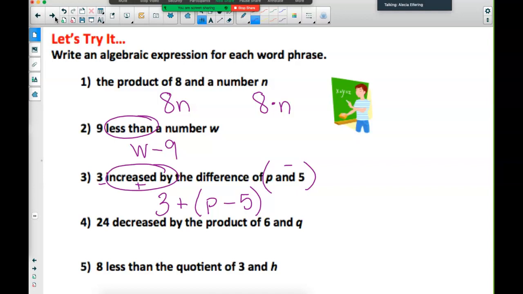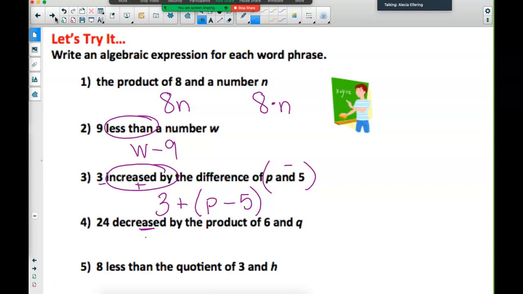Okay, what do you think you'd write for number 4? 24 decreased by the product of 6 and p. What does decrease by mean? Shout out. Subtraction. Subtract. So this is just subtracting. Now, if you say decrease by, it's not like less than. You don't have to switch the order. The only time you have to switch the order is with less than. Decrease by stays the same.